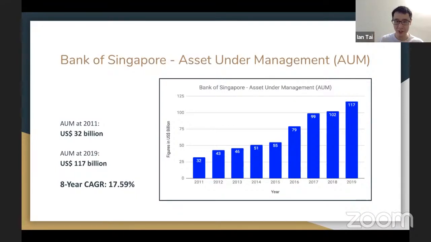And for OCBC Bank, the assets under management have increased from $32 billion to $117 billion. So you take that figure times the percentage, and you will roughly know that that's a lot of money. That's a lot of money in passive income to OCBC Bank.